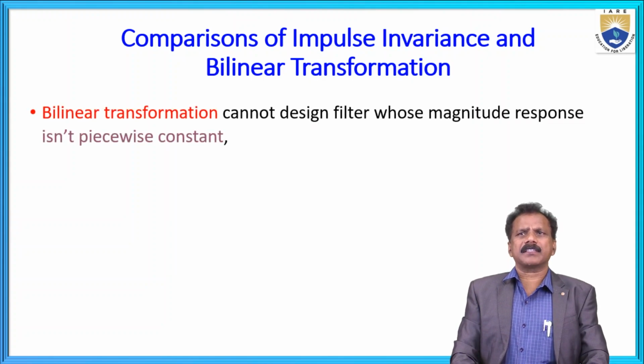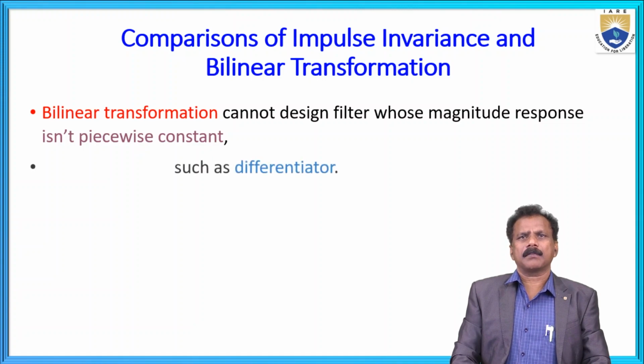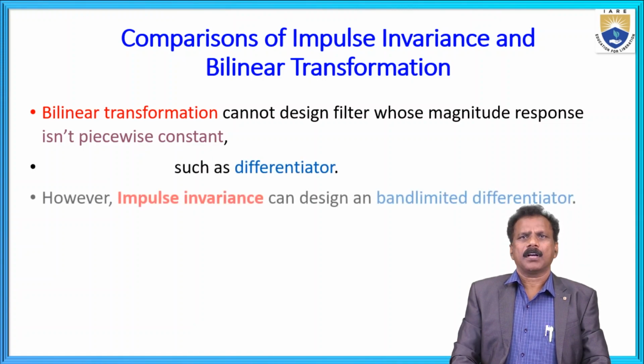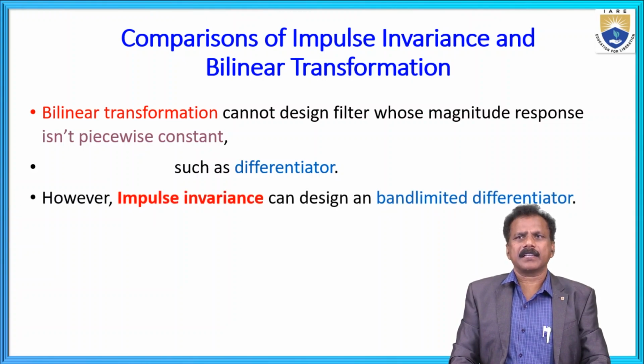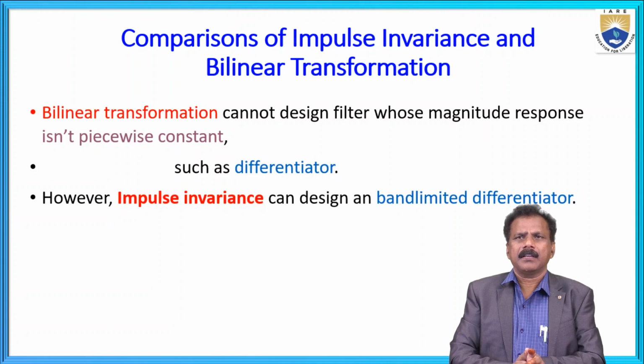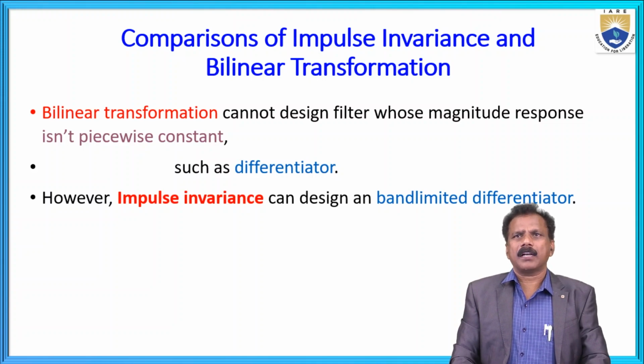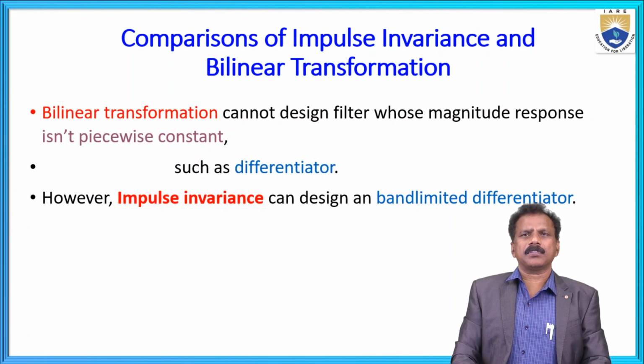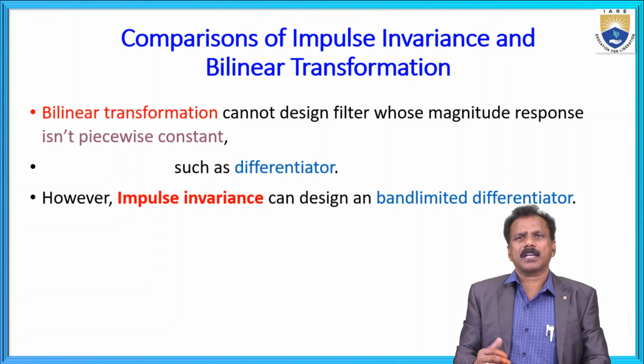One more, the bilinear transformation cannot design filters whose magnitude response is not piecewise constant, such as a differentiator. However, coming to the impulse invariance method, it can design a band limited differentiator. With this we can verify the design methodologies and the comparison by designing an IIR digital filter using the impulse invariance and bilinear transformation methods. By using all this, you are ready to decide which method is relevant to your educational applications or maybe industrial ones, and easily analyze this particular comparison, and design for your own specification, or a given specification, whatever it is.